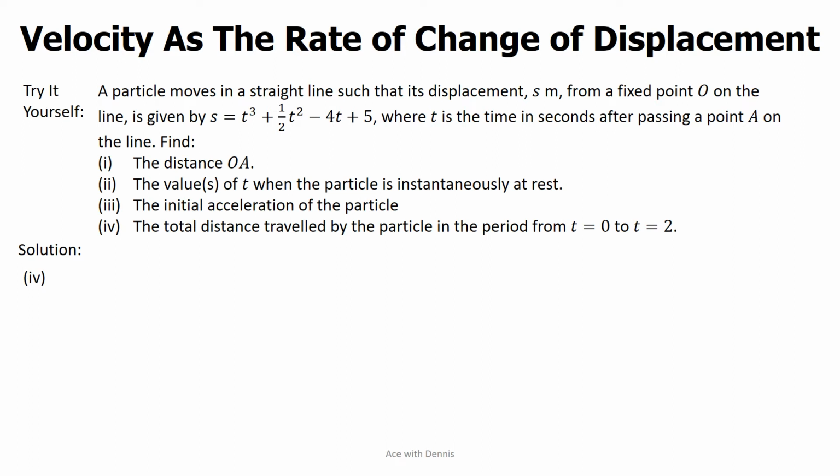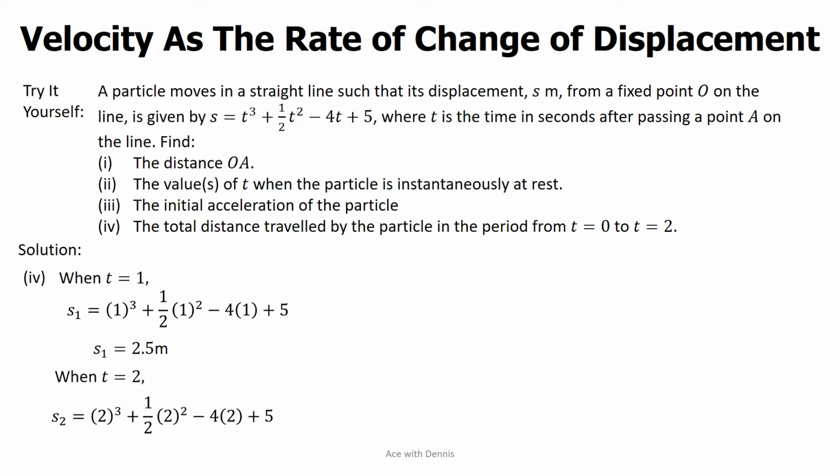Here is the solution for number 4, the total distance traveled by the particle from t equals 0 to t equals 2. Now we know that when t equals 1, s1 equals 1 cubed plus half times 1 squared minus 4 times 1 plus 5. This is the time when it is instantaneously at rest, and we get the displacement as 2.5 meters. When t equals 2, s2 equals 2 cubed plus half times 2 squared minus 4 times 2 plus 5, which gives us 7 meters.